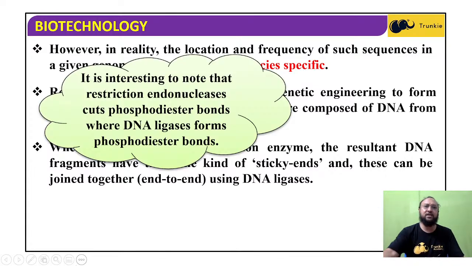It is interesting to note that restriction endonuclease cuts phosphodiester bonds, whereas DNA ligase forms the phosphodiester bonds. It's a very interesting point. Because we have got this tool, and this tool has facilitated so many different experiments and discoveries in the field of biotechnology. The restriction endonucleases are actually breaking down the phosphodiester bond, cutting at it and separating the fragments of DNA, whereas ligases are joining the phosphodiester bond, just the opposite of restriction endonuclease.